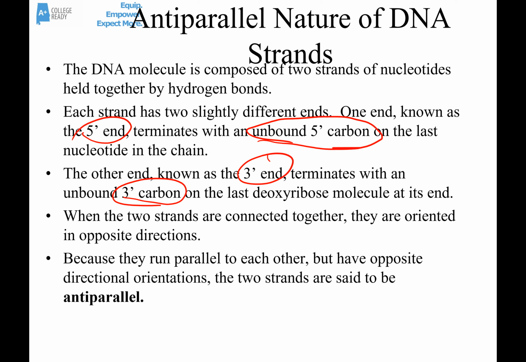When the 2 strands are connected together, they're oriented in opposite directions. One of the strands runs from 5' to 3'. The other strand runs from 5' up here to 3' down here. Because they run parallel but in opposite directions, we say that the 2 strands are anti-parallel.